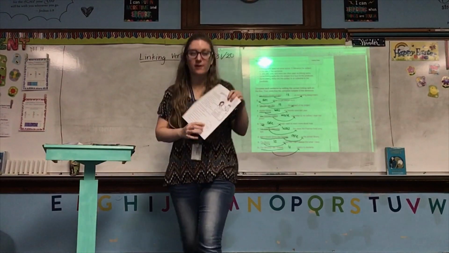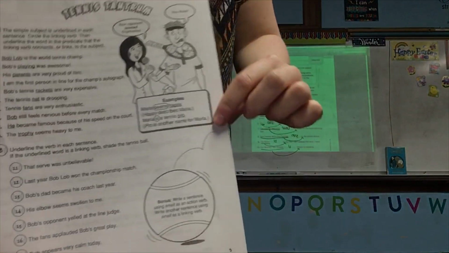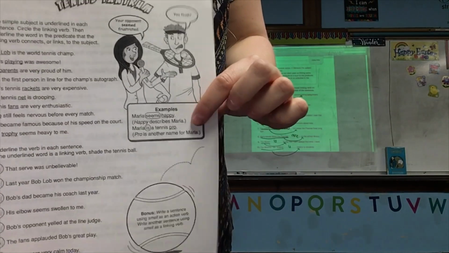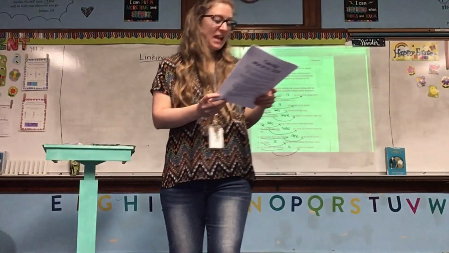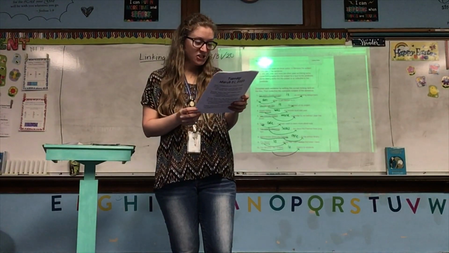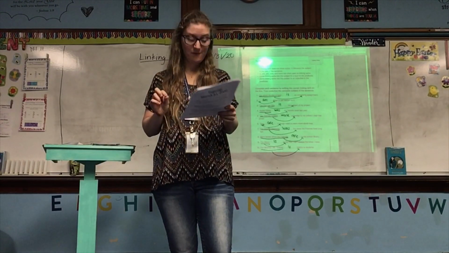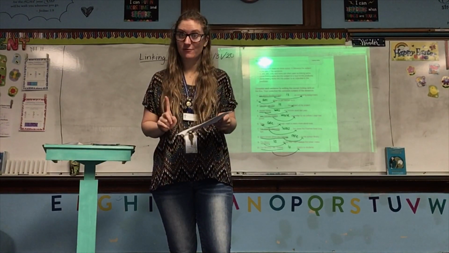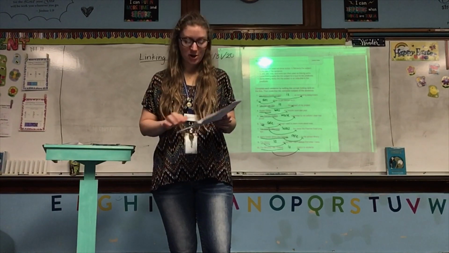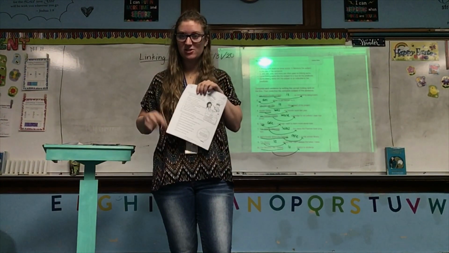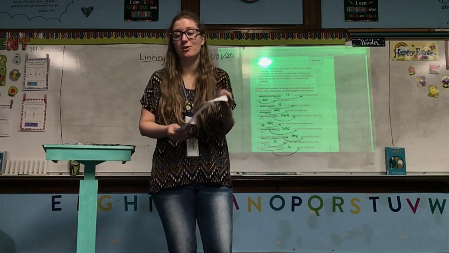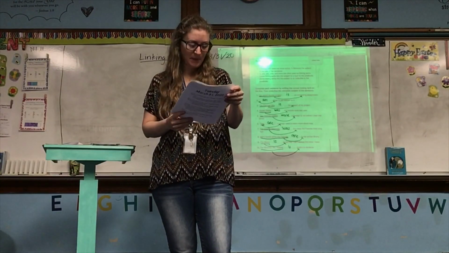Oh, I'm sorry. For section A, if you're confused about what to do, look at the example right here underneath these two people. That tells you exactly what to do. B says underline the verb in each sentence. Then you have to figure out if that underlined verb is a linking verb or if it's an action verb. If it's a linking verb, you have to shade the tennis ball. That means color in the tennis ball. You can use colored pencil if you like. You can use your regular pencil.